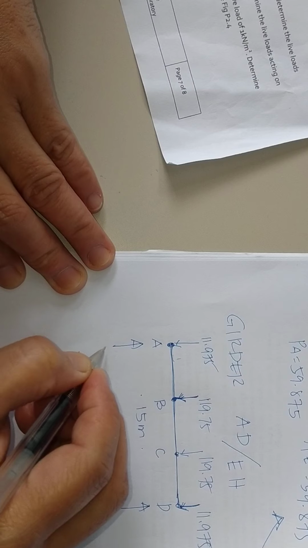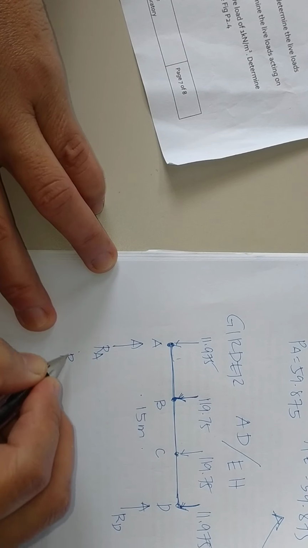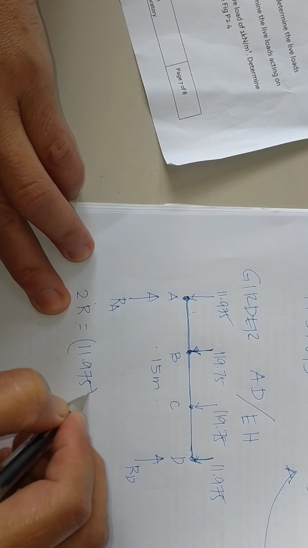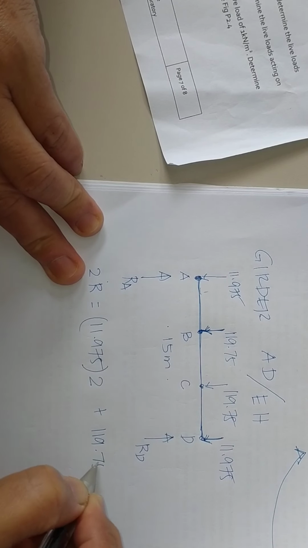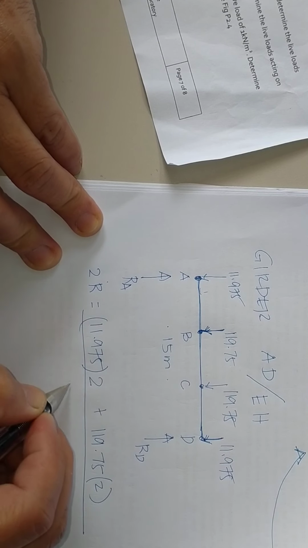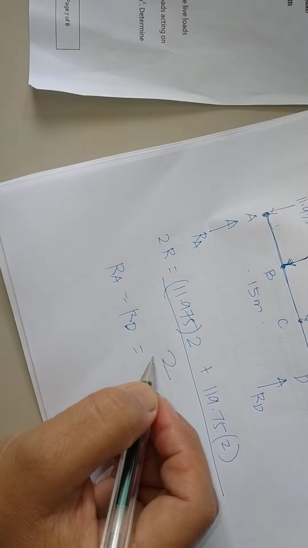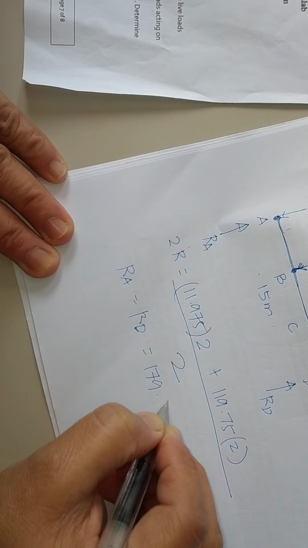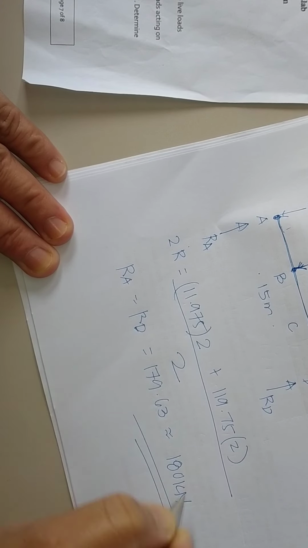So due to symmetry, reaction at A and reaction at D is equals. So therefore, the reaction is equals 11.975, dalawa yon, plus 119.75, dalawa din yon, then over 2. Reaction at RA equals reaction at RD, which is equals 179.63, which is almost 180 kilonewton, and that is the answer.